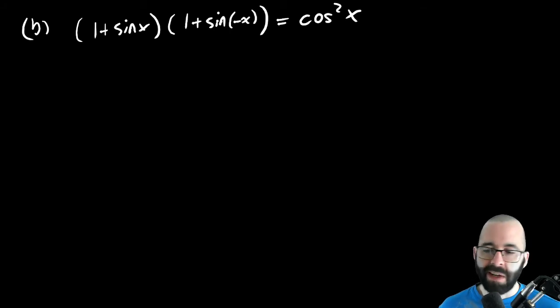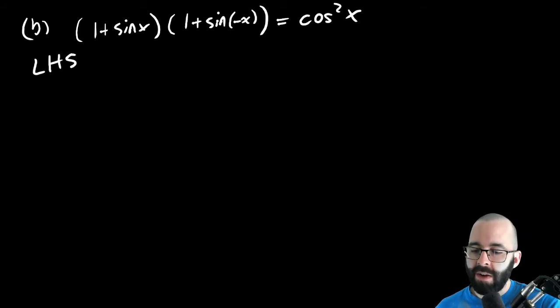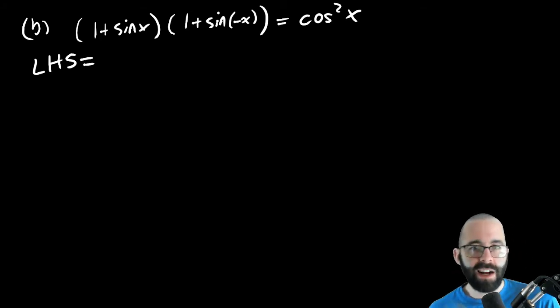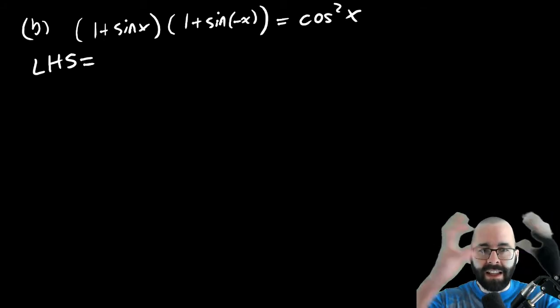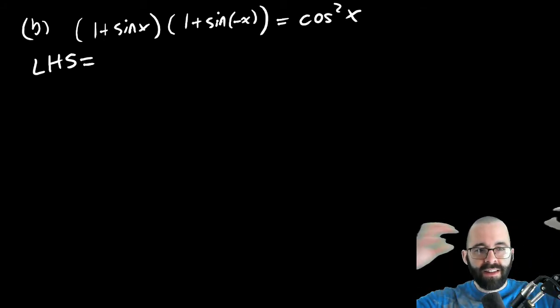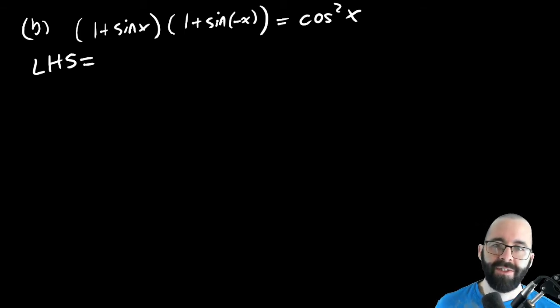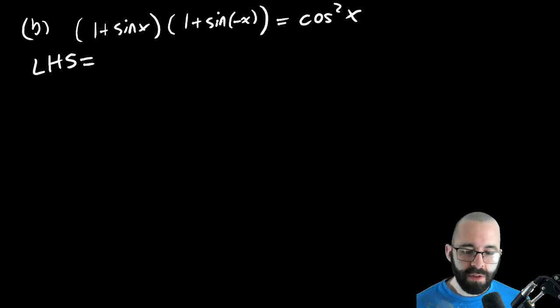Again, we're going to want to start with the messier side. We're going to start with that left-hand side. There's not that much we can do with the right-hand side. We could use the Pythagorean identity, but it's always easier to collapse things than uncollapse them. It's like the opposite of real life for trig. So there's two things.